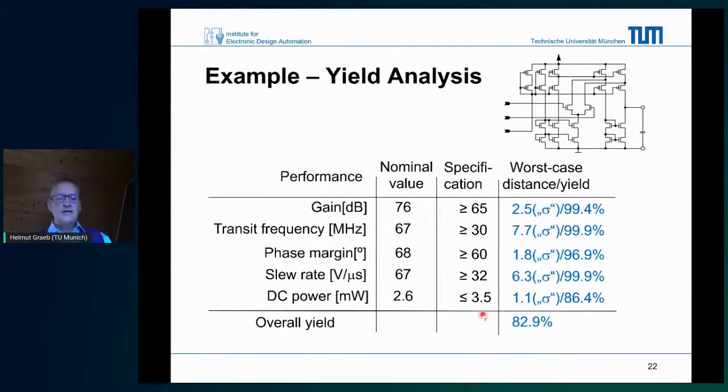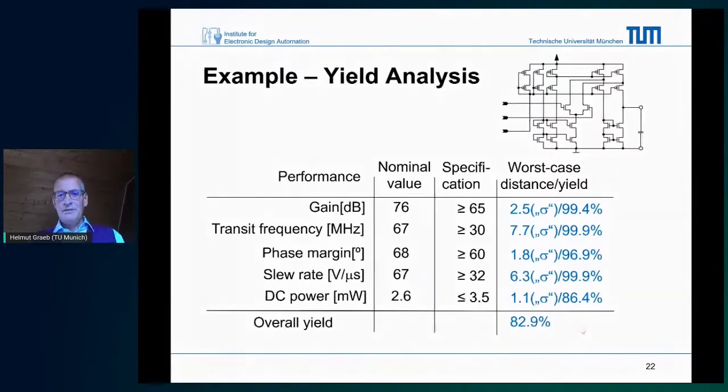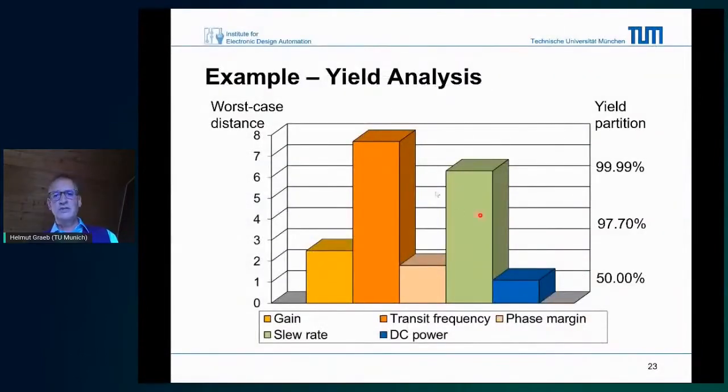So what we do is our analysis by looking at the worst case parameter sets for all five. We have done these five optimization problems. Now we get the values 2.5, 7.7, 1.8, 6.3, 1.1. That's the smallest one, right? These correspond in the linear model to these yield values. This is this 86%. The overall yield was estimated then by a Monte Carlo on the linear bounds, 80-something percent, okay?